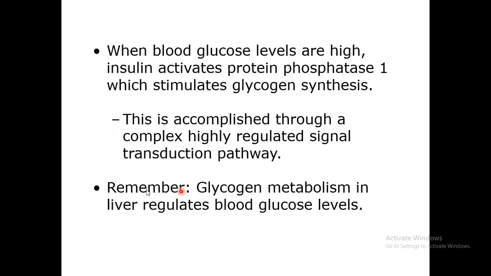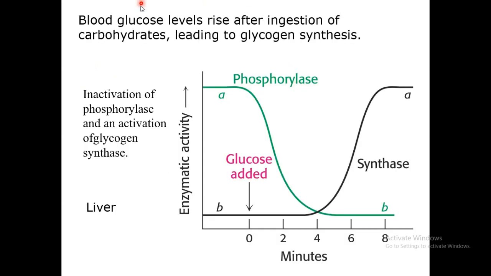Okay. So yeah, diri na nato na ibaw nganong si insulin anabolic siya kay ga-promote siya og glycogenesis. So blood glucose levels rise after ingestion of carbohydrates, so postprandial, leading to glycogen synthesis. So phosphorylase is, remember, the enzyme largely responsible for glycogenolysis. And in this case, glycogen synthesis or glycogenesis, glycogen synthase is the enzyme largely responsible. So when glucose is added, glycogen synthase would be activated. So you can see here that the activity of glycogen synthase increases once glucose is added.